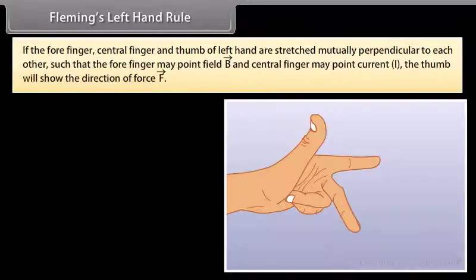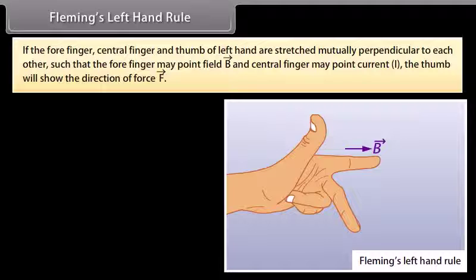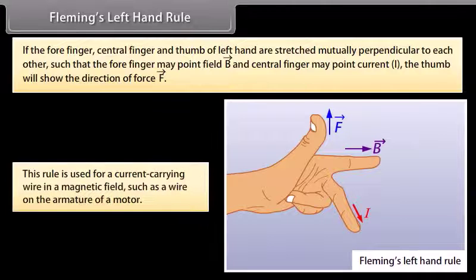Fleming's left-hand rule. If the forefinger, central finger and thumb of the left hand are stretched mutually perpendicular to each other, such that the forefinger points along the field and the central finger points along the current, the thumb will show the direction of force. This rule is used for a current-carrying wire in a magnetic field, such as a wire on the armature of a motor.